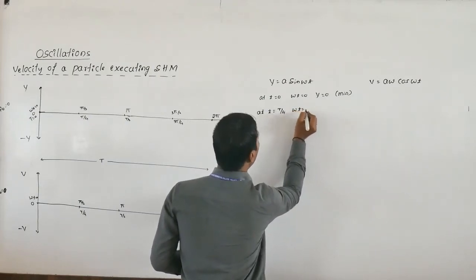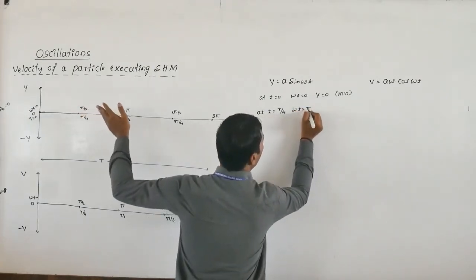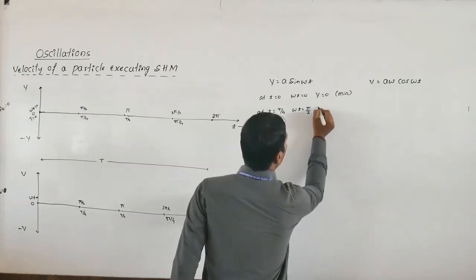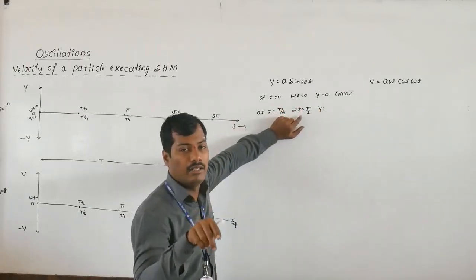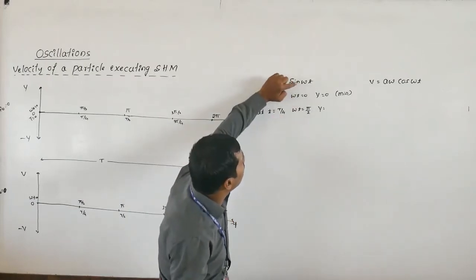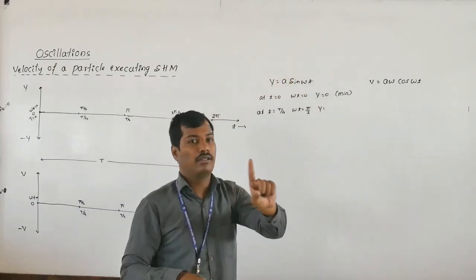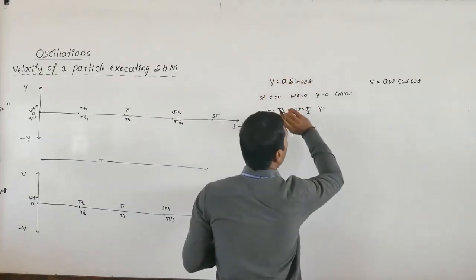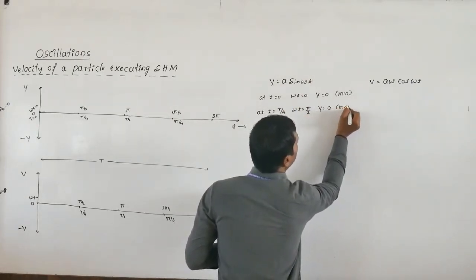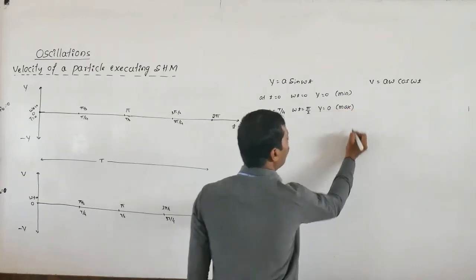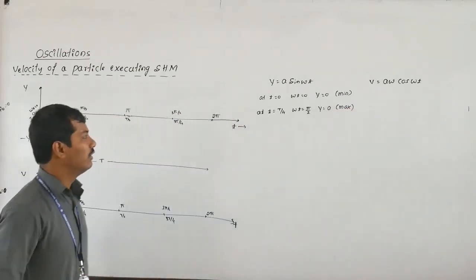Omega t is an angle, so its angle is pi by 2. Pi by 2 is nothing but 90 degrees. Sine 90 is 1, so y is equal to a. This is the maximum condition.